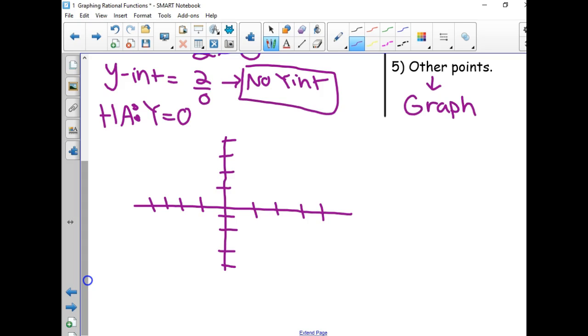And my vertical asymptote is at what? X is equal to 0. So I'm going to take a different color, and I'm going to draw a dotted line at X is equal to 0. And then I'm going to say, do I have an X-intercept? No. Do I have a Y-intercept? Nope. I have a horizontal asymptote at Y is equal to 0.